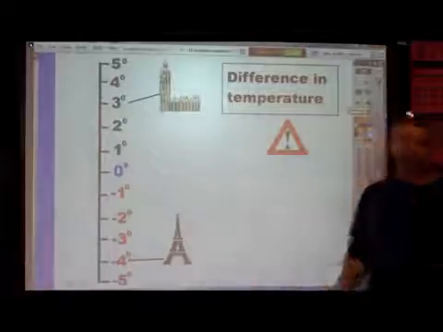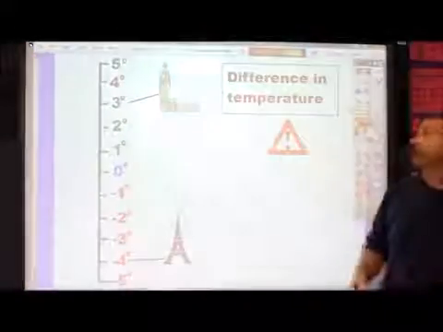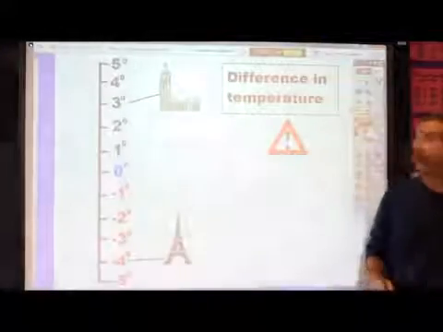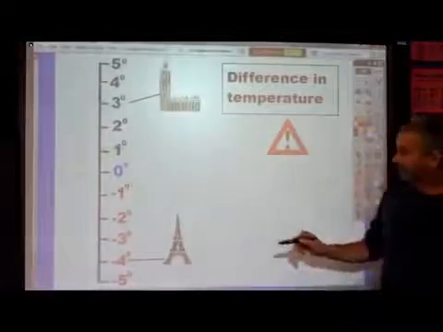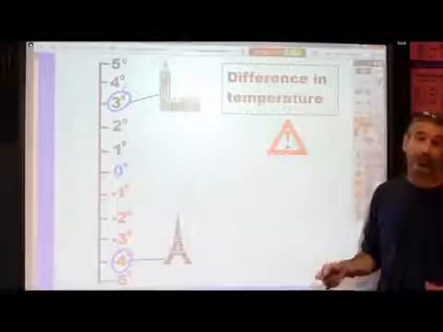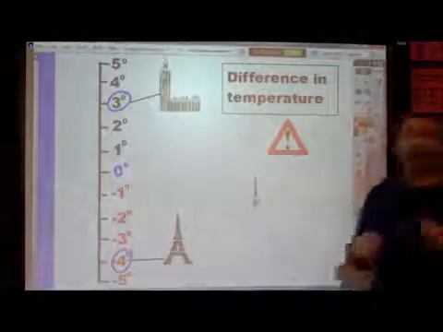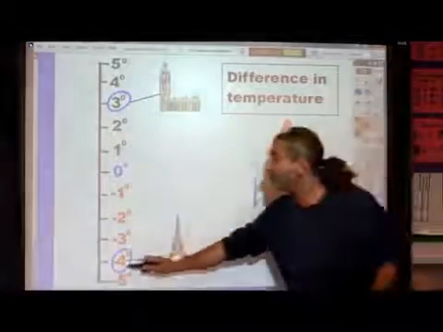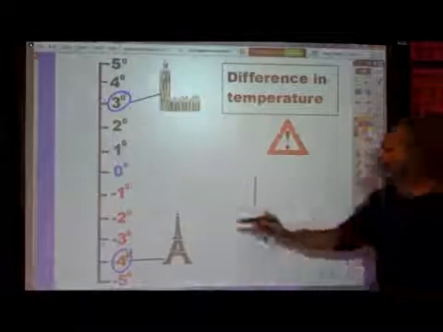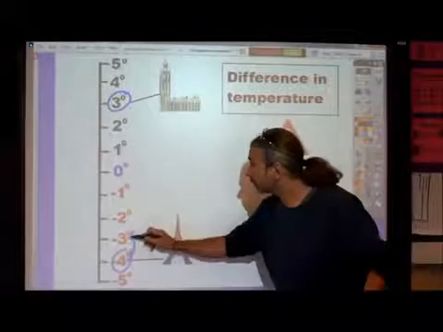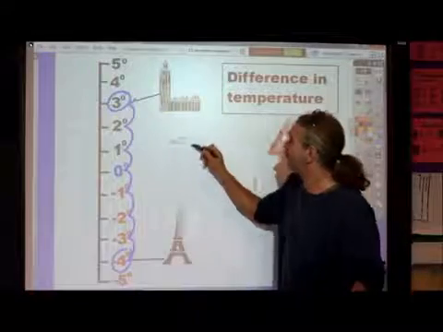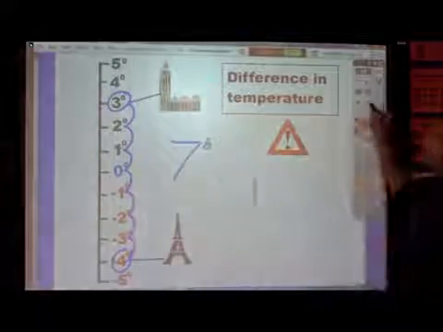Now, difference in temperature. A typical question would be it'd be 3 degrees in London and minus 4 degrees in Paris. The typical wrong answer is to see the number 4, to see the number 3 and think that the difference between 3 and 4 is 1. Well, that is correct, but this is minus 4 and positive 3. So we actually have to count it. The difference is 1, 2, 3, 4, 5, 6, 7 degrees.